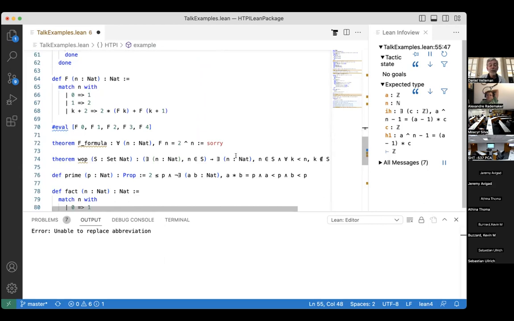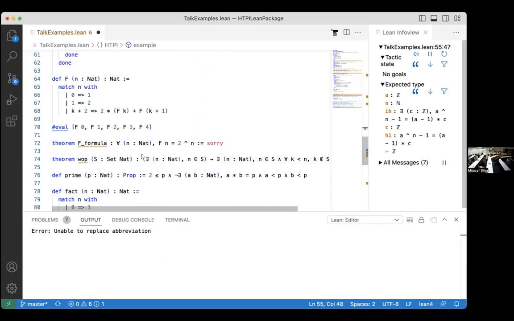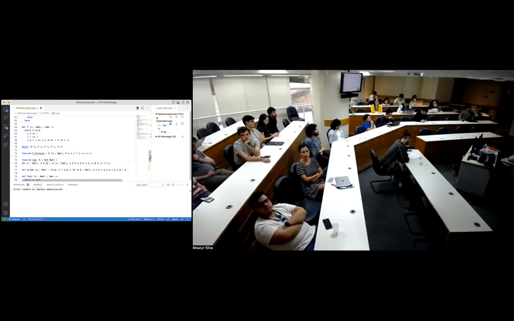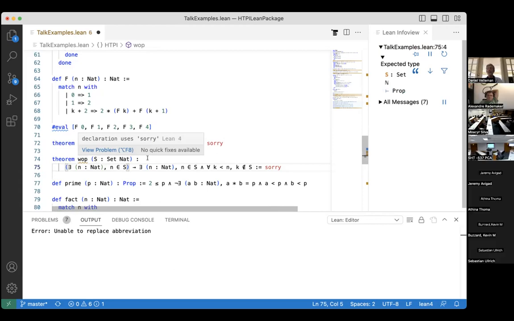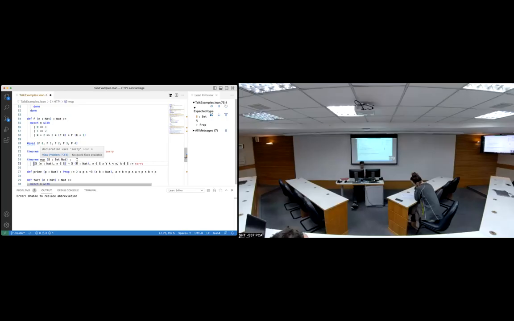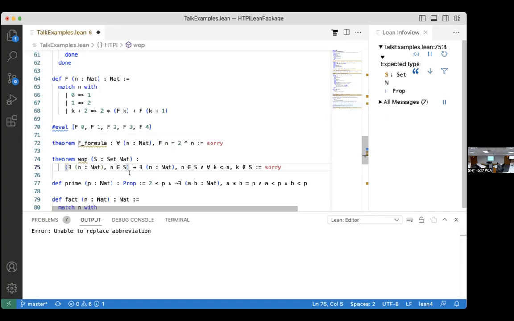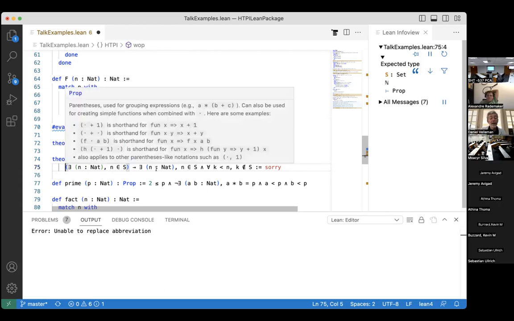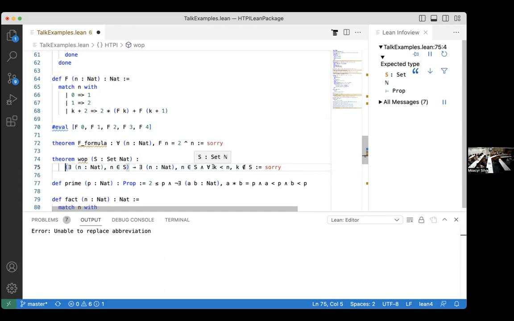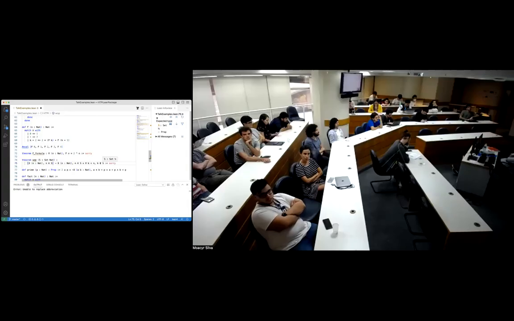Maybe I will prove this one, now that the font is bigger, I think I need to. So let me try proving the well-ordering principle. So that's this theorem WOP. S is a set of natural numbers, and the well-ordering principle says a non-empty set of natural numbers has a smallest element. And so I've written it here: if there exists a natural number that's an element of S, then there exists a natural number that's in S, and every smaller number is not in S.